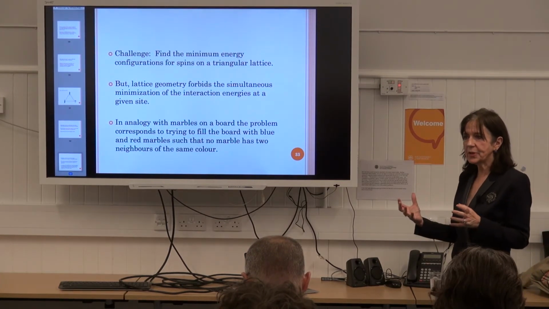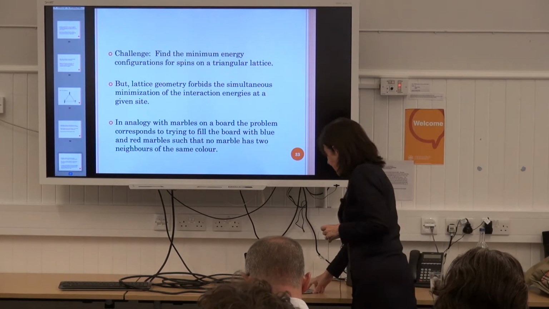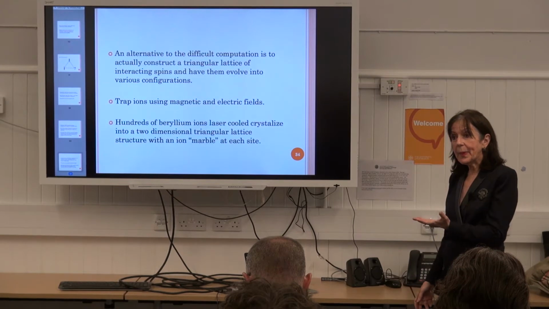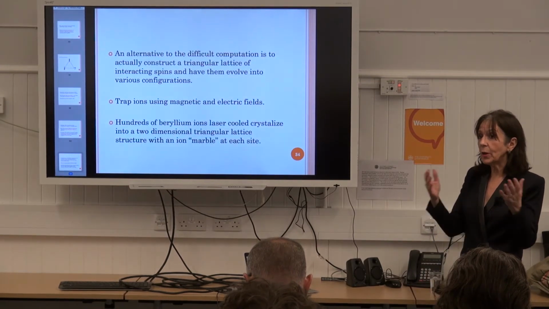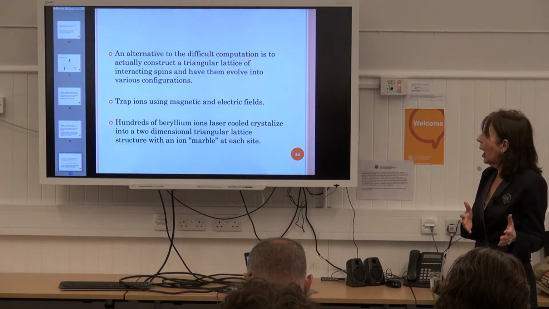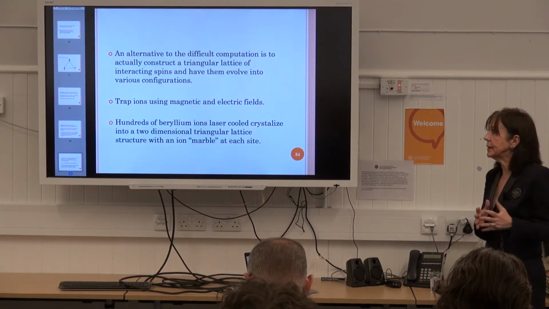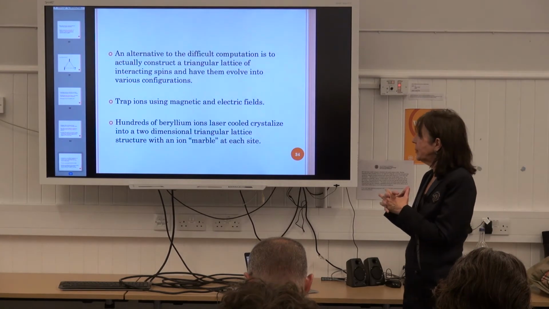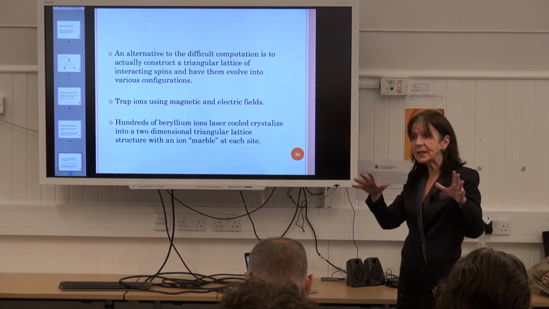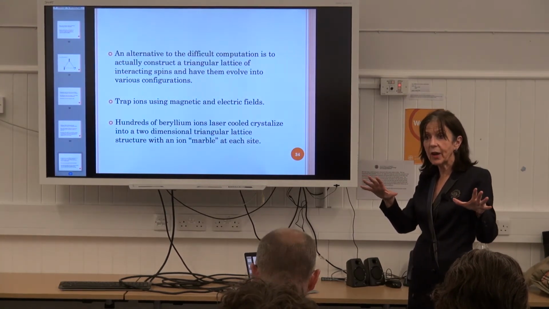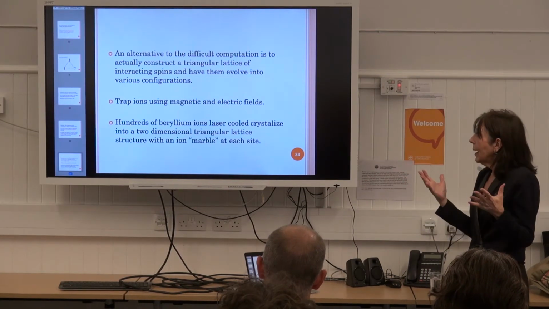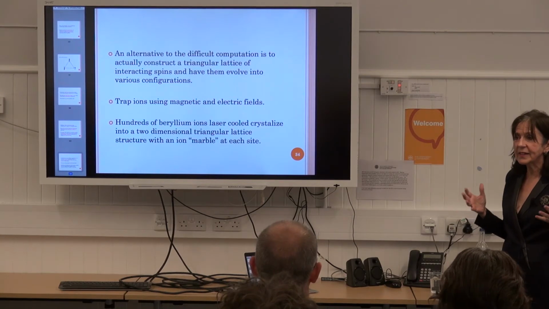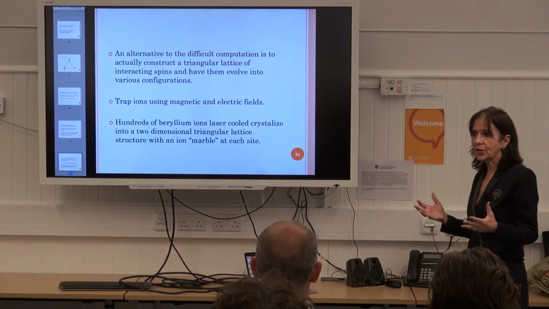And that's the computational problem. So that problem is not easily solved. So what do you do? You move to a toy model. You construct a triangular lattice of interacting spins, and watch as those spins evolve into different kinds of configurations. But how do you do that? So how do you build the toy? That's the challenge.